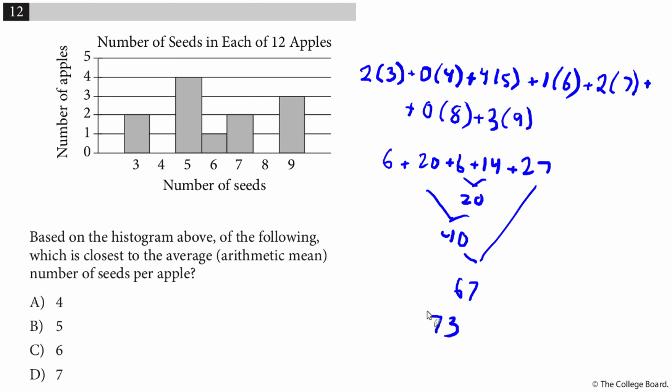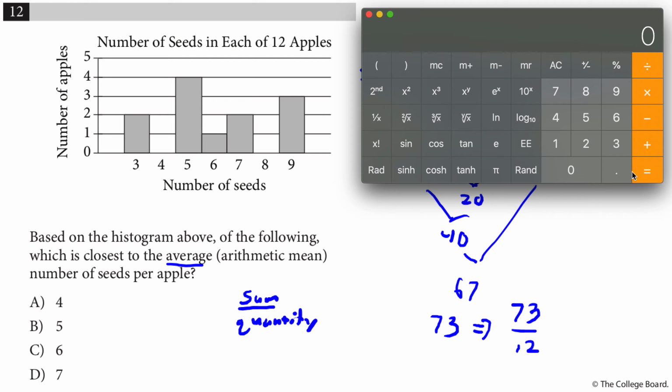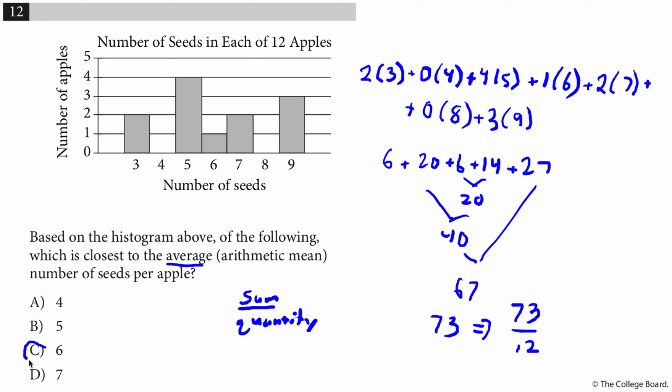And the final bit is to try to determine which is closest to the arithmetic mean. And if you remember, the arithmetic mean is the sum divided by the quantity. We knew that we had 12 apples. Their sum was 73, so that would give me the mean is 73 over 12. I will jump to the calculator for that, even though I could get a good estimate in my head very quickly. And I get a little bit over 6, so there's my answer.